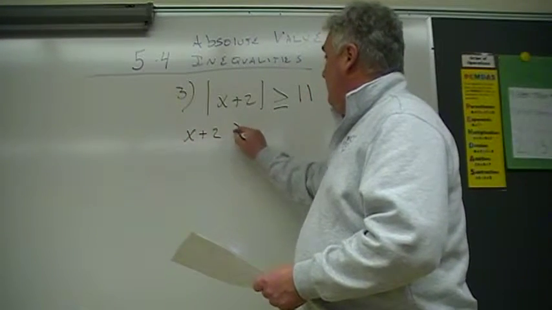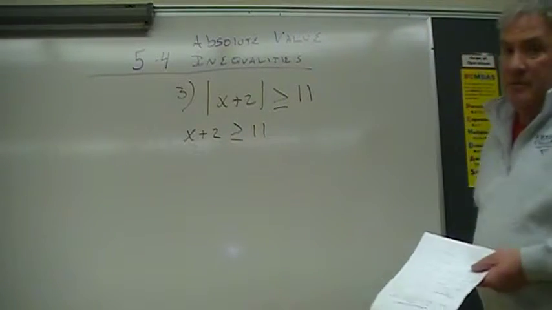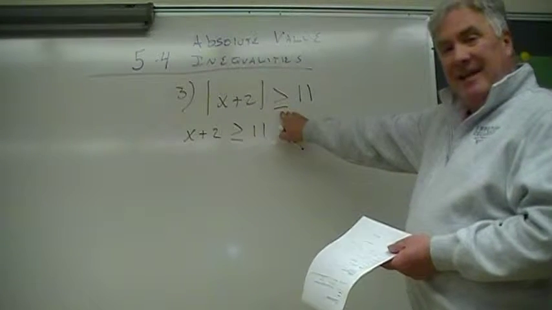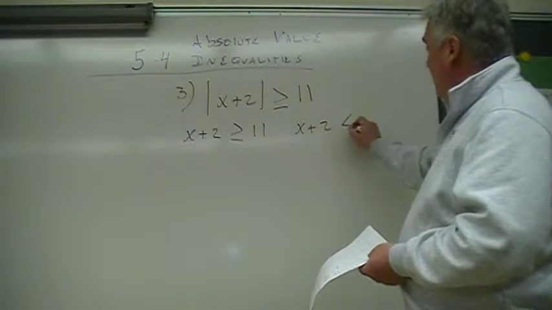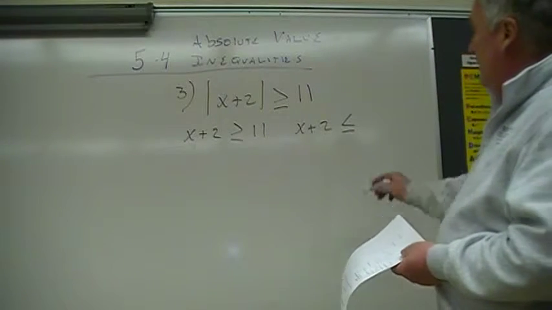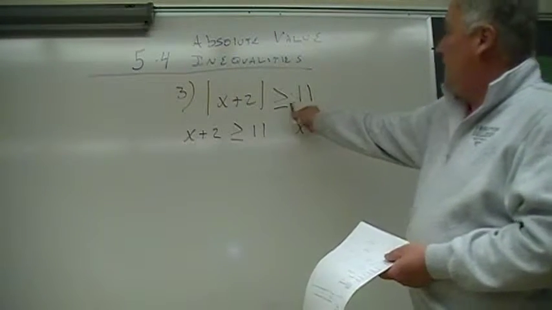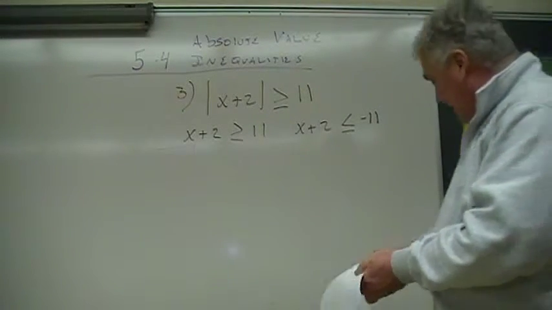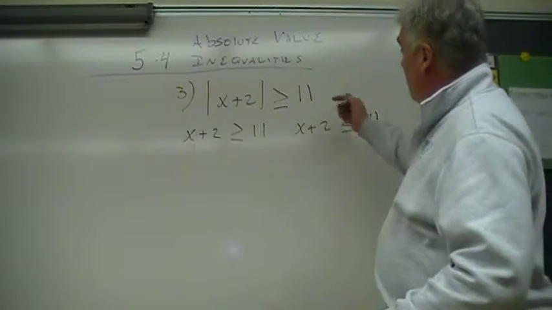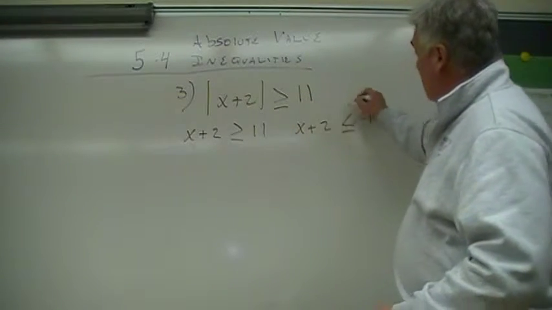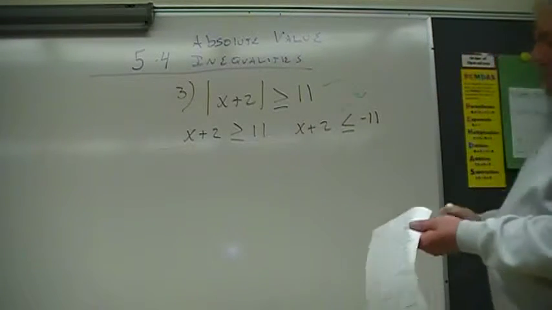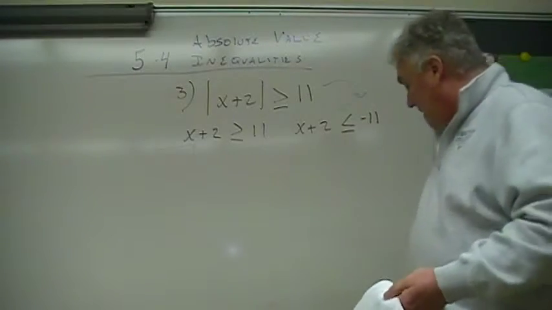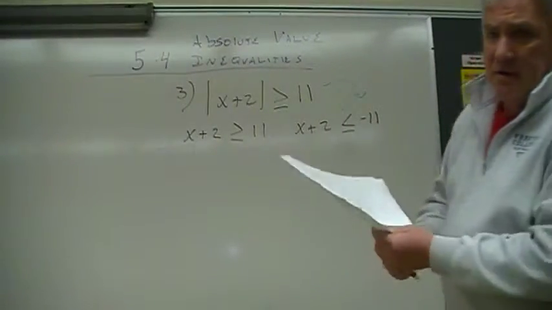x plus 2 is greater than 11. That's the one we're given right there. x plus 2, change the sign. You need to change the sign. It's less than negative 11. I can't stress enough, this is the important piece here. Change the sign there. Make a note of it in your notes, put a star there. That's going to be the procedure every single time.